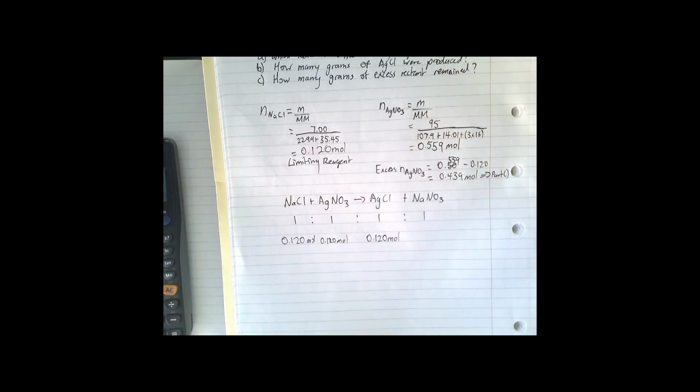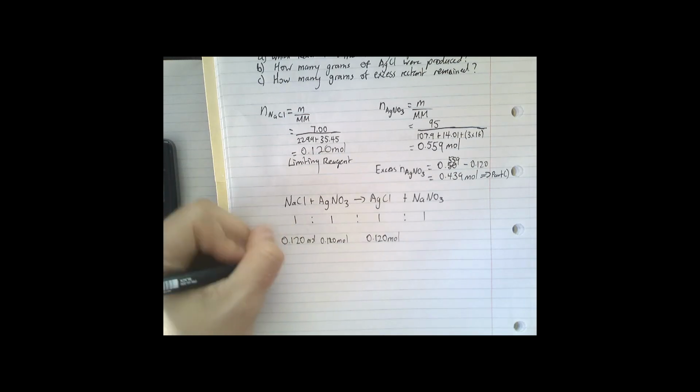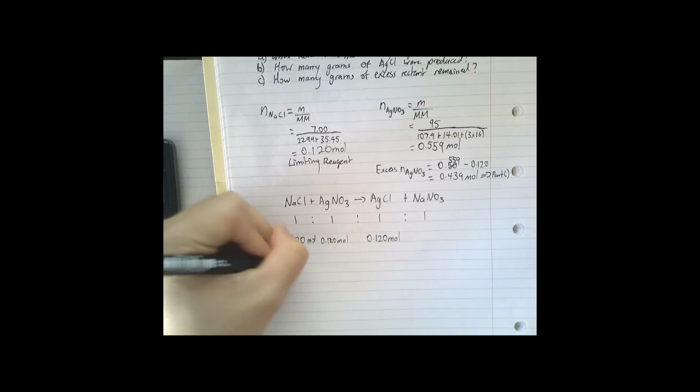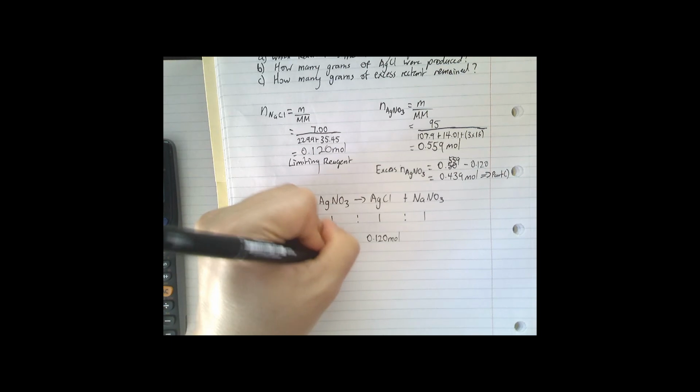Now, knowing this and using what we call molar ratios or stoichiometry by looking at our balanced equation, what I can tell immediately is that the number of moles of AgCl is equal to 0.120 moles.